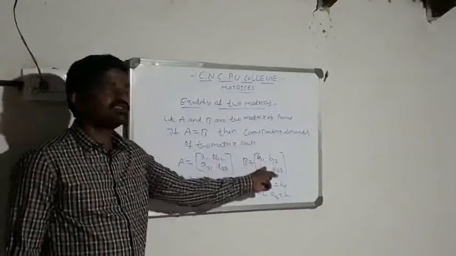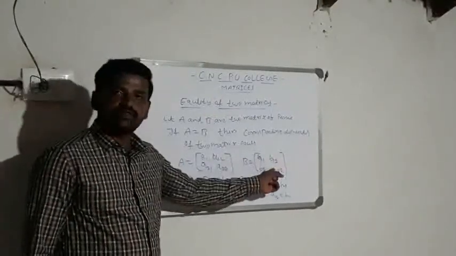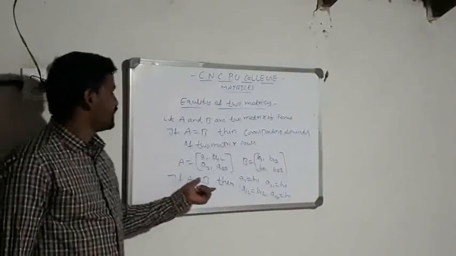First element equals first element. Okay, the first row second column element equals the first row second column element. Okay?